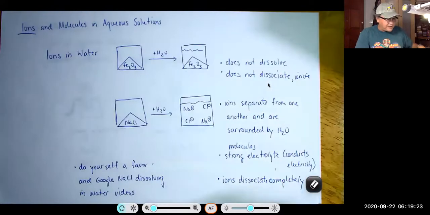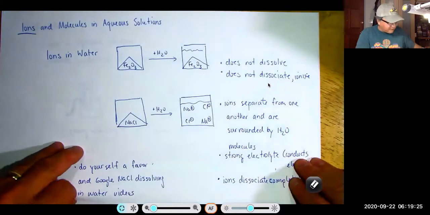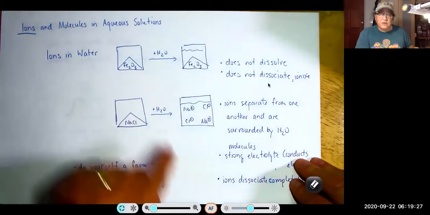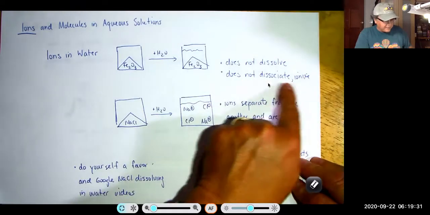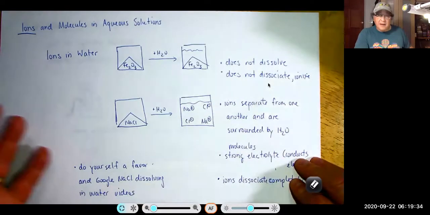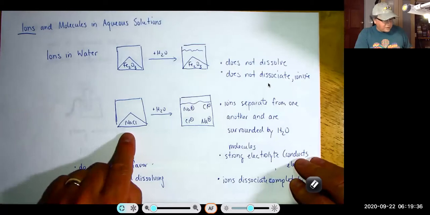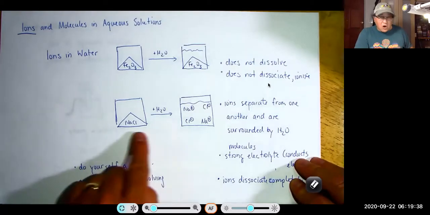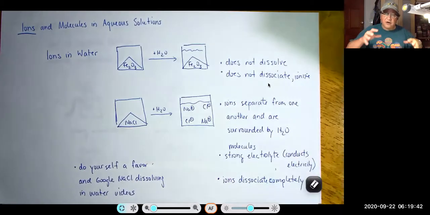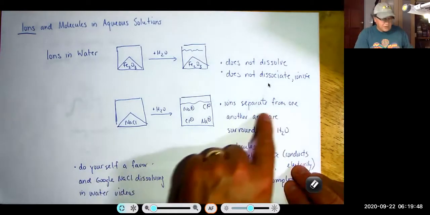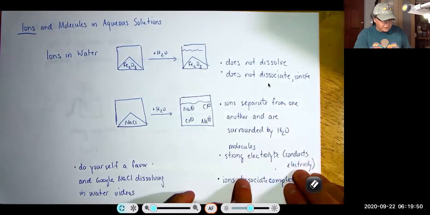Okay, so when we say ionize, it means a special thing because there are ions in there. So what do we mean by it does not ionize and it does not dissociate? How are these the same thing? Well, let's take a look at what happens when sodium chloride has water added to it. All of the sodium ions and all of the chloride ions separate from one another and are surrounded by molecules of water. So the ions separate from one another and are surrounded by H2O molecules.